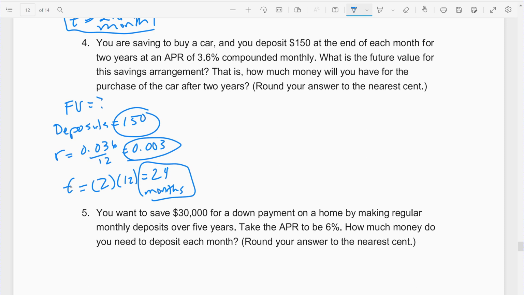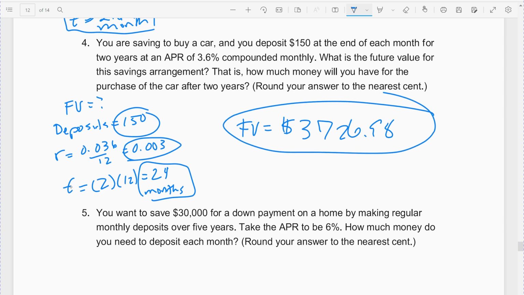Alright, so what's the future value? Again, you plug it into the formula carefully. That's, again, the balance at the future. It comes out to be $3,726.90. Enough for about a down payment on a car.